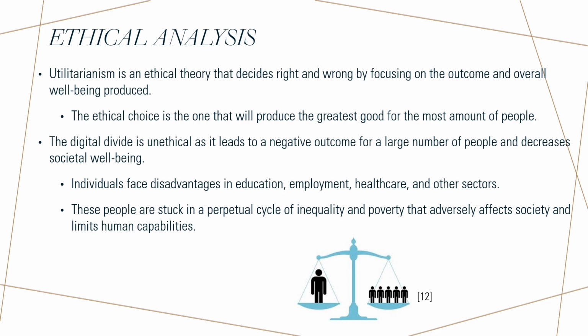Utilitarianism is an ethical theory that decides right and wrong by focusing on the outcome and overall well-being produced. The ethical choice is the one that will produce the greatest good for the most amount of people. Using this approach, the digital divide is unethical as it leads to a negative outcome for a large number of people and decreases societal well-being.